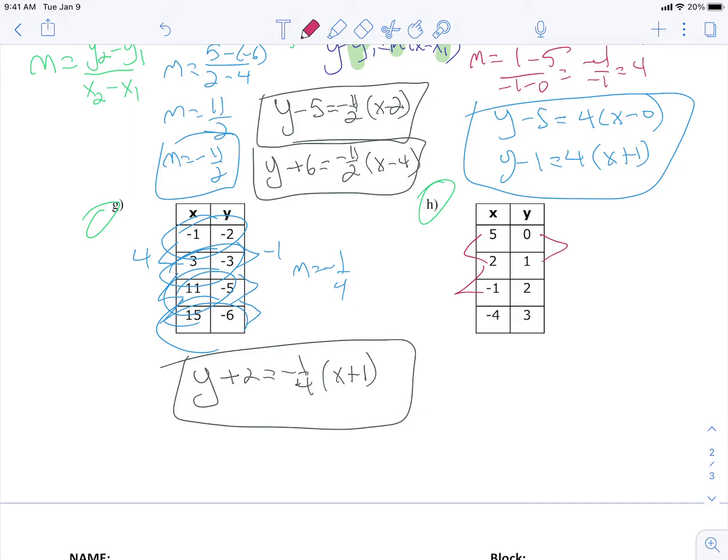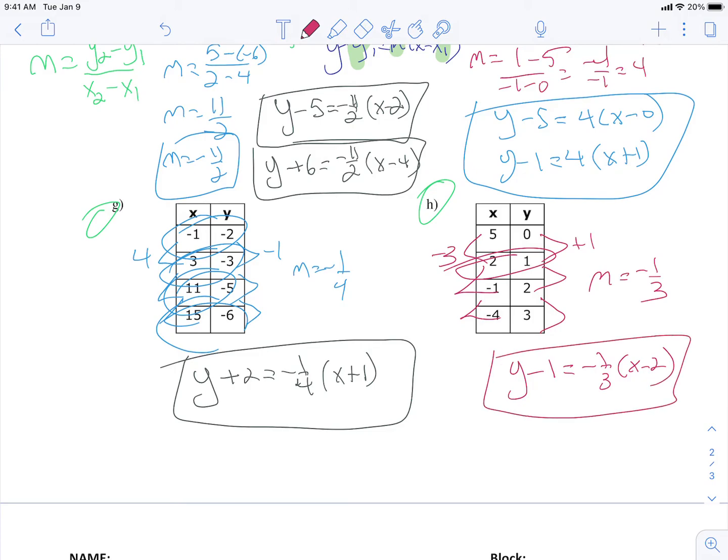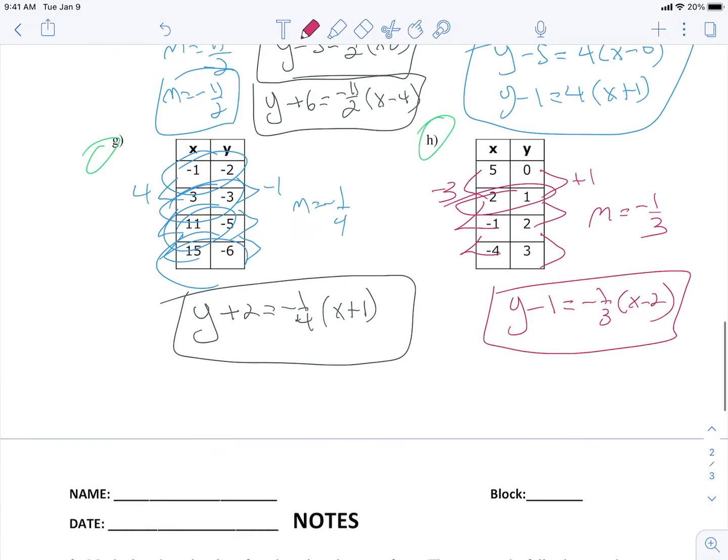Okay, let's try this again. You guys have done a really good job of figuring out the slope from here. But remember, it's change in y over change in x. So to go from 0 to 1, it's +1. And to go from 5 to 2, that's -3. So my slope is -1/3. To find the equation, I just pick any of these. This time I'll go with 2, 1: y minus 1 is equal to -1/3 times x minus 2. But you could pick any of these and it would work.